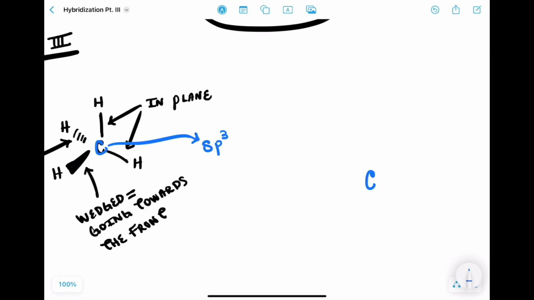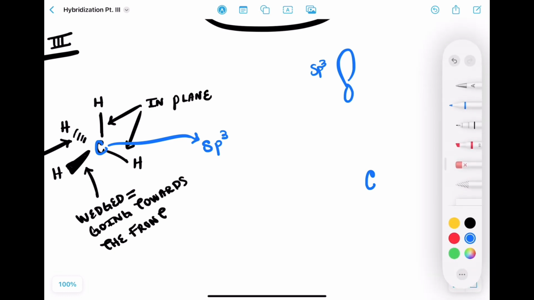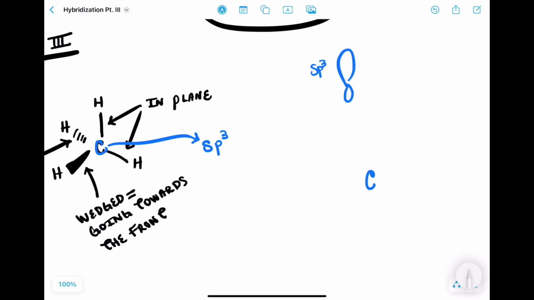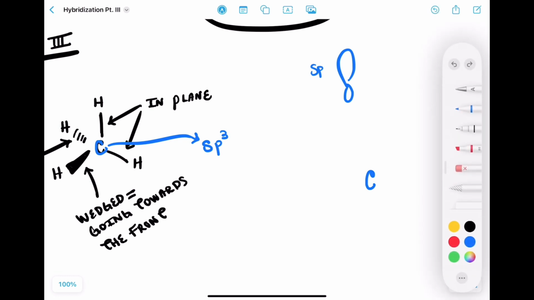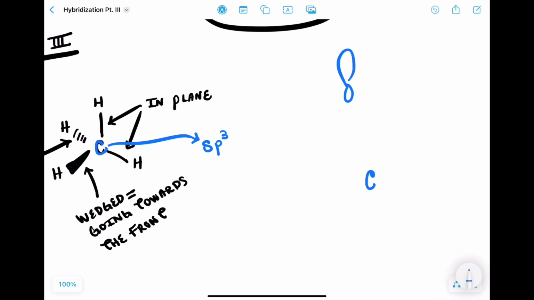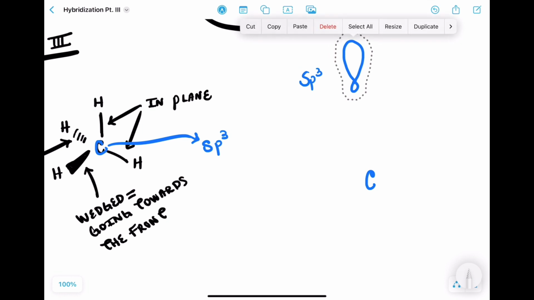When we have sp3, it means we essentially have 4 sp3 orbitals. So I'll go ahead and draw it a little bit better first. That's not much better. There we go. And so this is an sp3 orbital. Whenever we have sp3 orbitals, we have 4 of them.